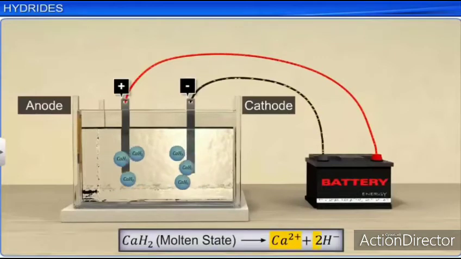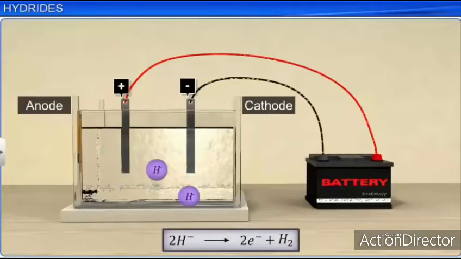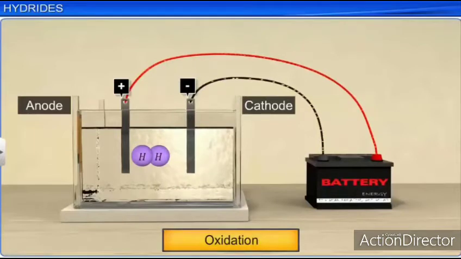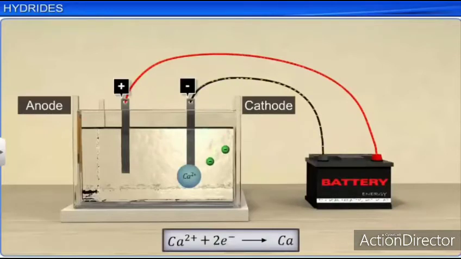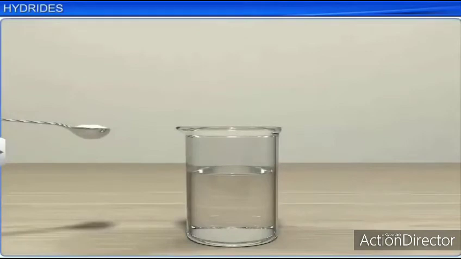At the anode, each of the two hydride ions combine to liberate dihydrogen gas and 2 electrons. This is an oxidation reaction. At the cathode, each calcium 2+ ion accepts 2 electrons to give calcium. This is a reduction reaction. Ionic hydrides react vigorously with water to liberate dihydrogen gas. For example, sodium hydride reacts with water to give sodium hydroxide and hydrogen gas.